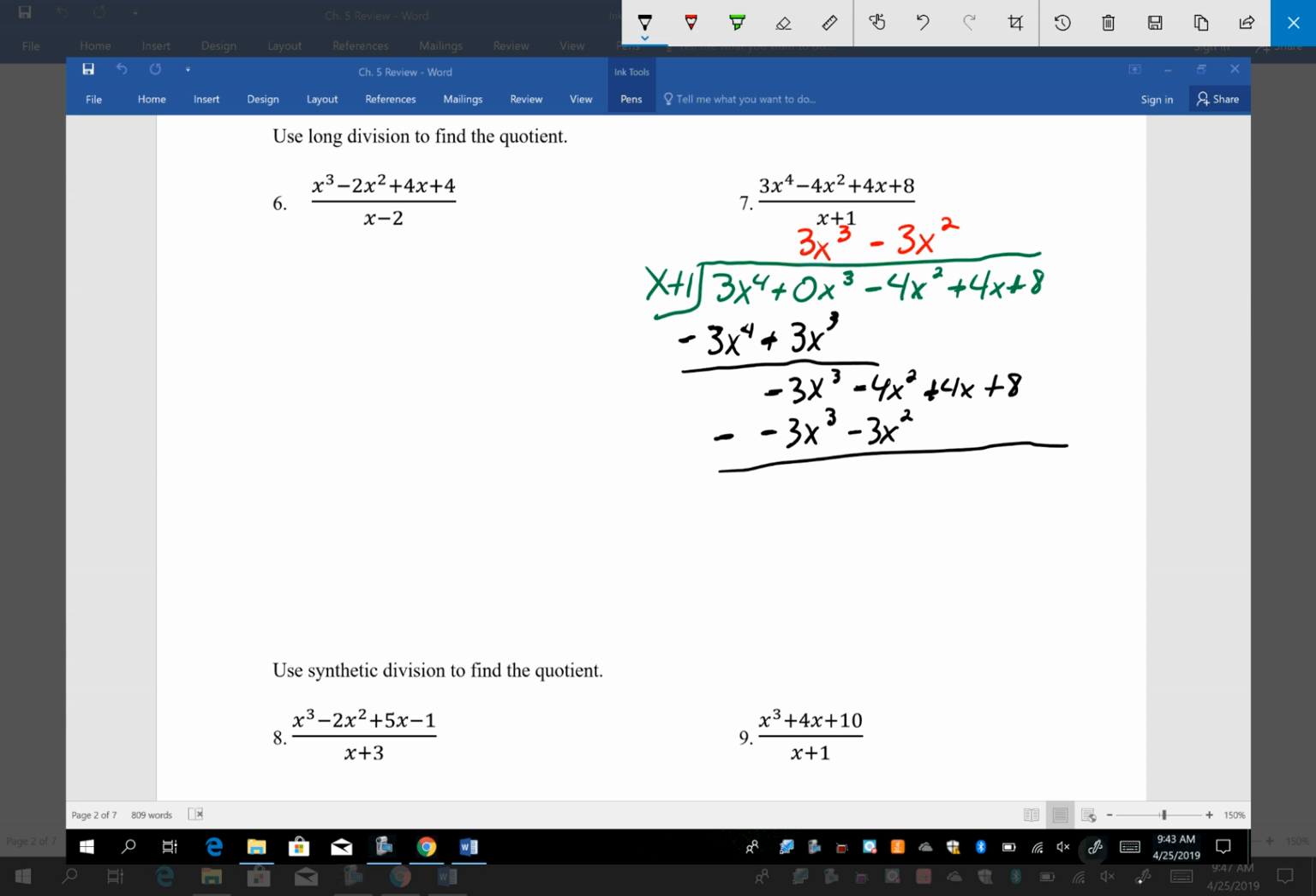Negative times a positive is a negative. Oh, he's talking about negative minus a negative. Oh, well, that actually, no. This negative has nothing to do with it going positive. Subtracting a negative does become addition. Okay, so negative 4x squared plus 3x squared is actually negative x squared. Again, if you need the calculator for that, go for it.